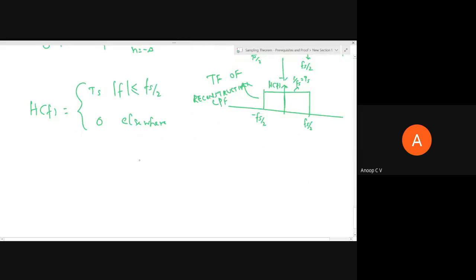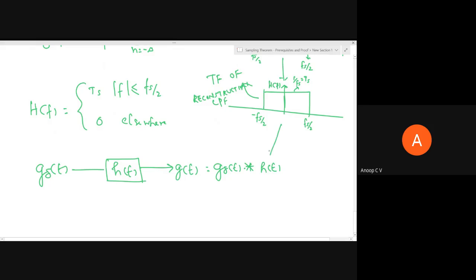Now, in the time domain, I can assume that if I am passing g delta of t through a filter of impulse response h of t, I'll be getting back g of t. That g of t will be nothing but g delta of t convolved with h of t, where this h of t is nothing but the inverse Fourier transform of H of f.